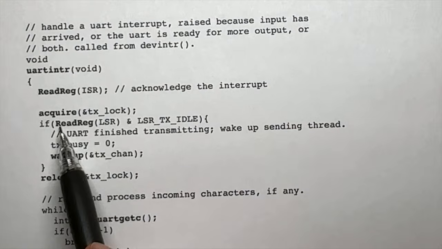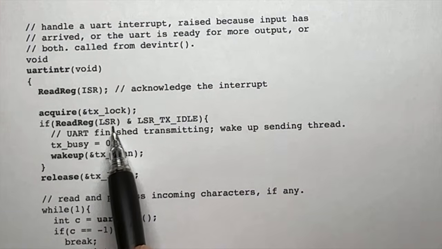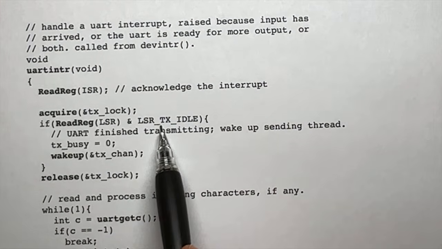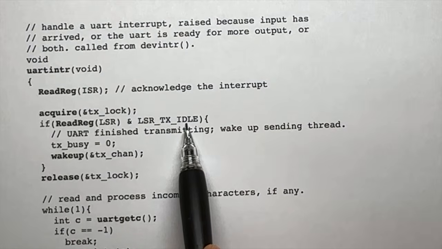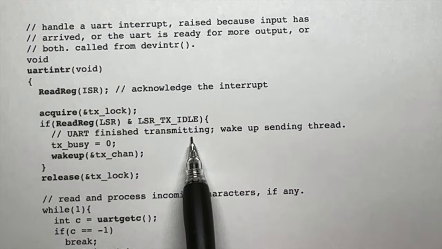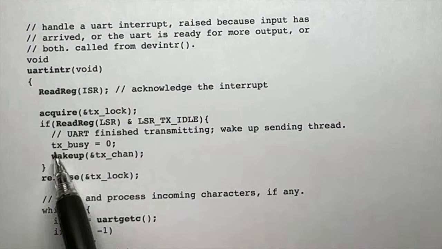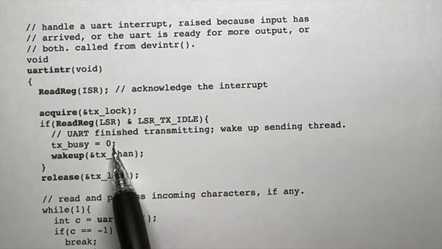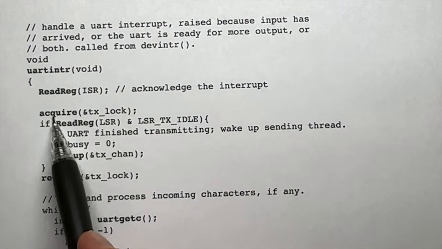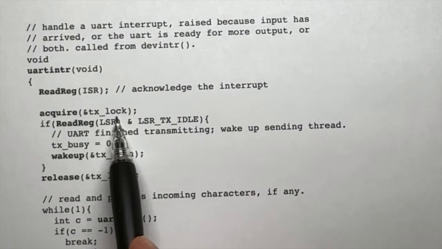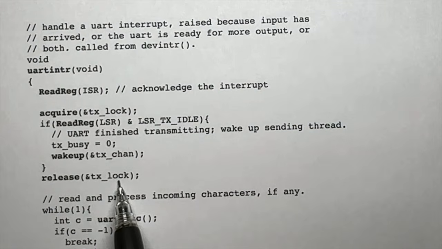First, we read the line status register and check the transmit idle flag in it. If it's 1, that means the output is done. The device is finished transmitting, and the output FIFO is once again empty. We're now ready to send the next output byte, so we clear the TXBusy flag. But of course, this flag is protected by a lock, so we first acquire that lock, and then after we're done, we release the lock.